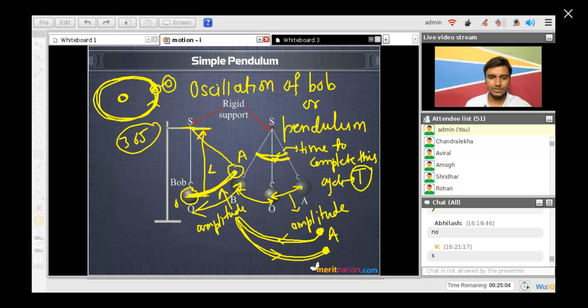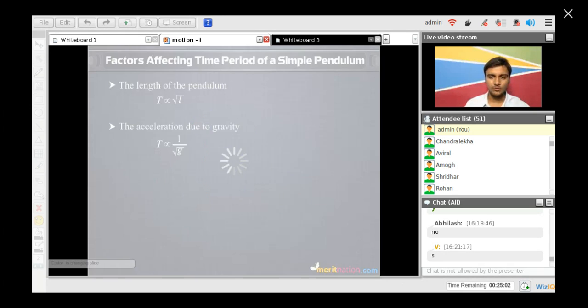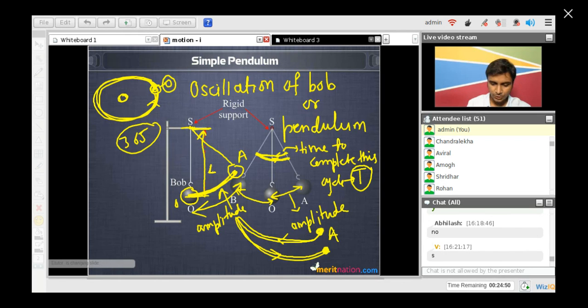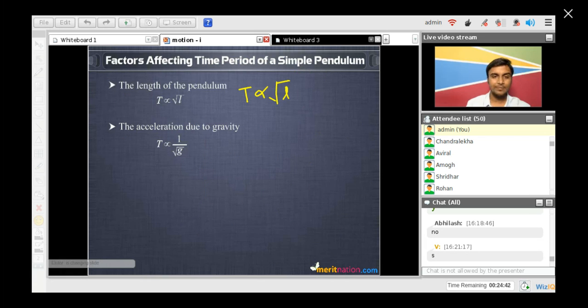Now let's talk about the formulas. Time period I have defined. Time period is the time taken to complete one cycle. Time period is directly proportional to under root of length. Length, I have told you, is the length from the point where it is fixed at the center. This is the length of the pendulum. So time period depends on the length.